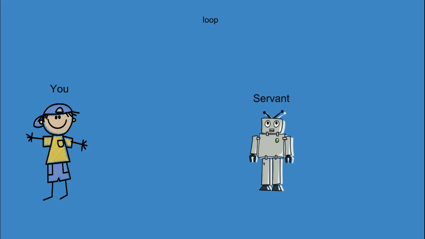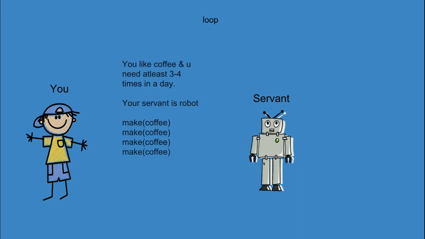Suppose this is you and this is your servant, a robot, a computer, whatever you want to call it. Suppose you like coffee too much and you need a coffee 3 or 4 times in a day. Each and every time you have to tell your servant, make coffee for me. And this is very frustrating.